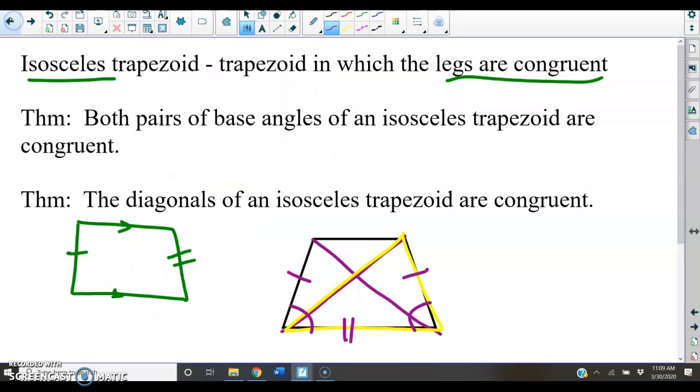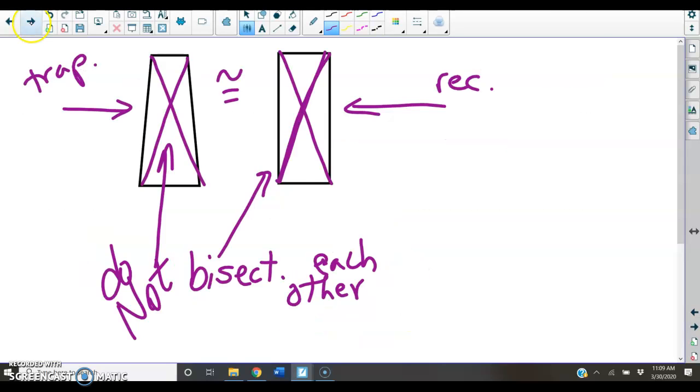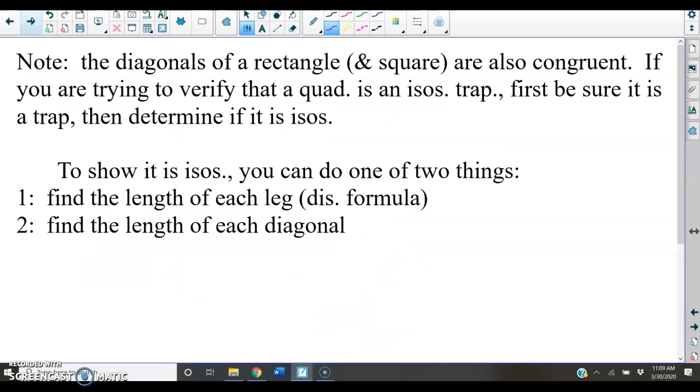On a trapezoid, if it's isosceles, both pairs of base angles are congruent. The diagonals are congruent. It does not say they bisect each other.